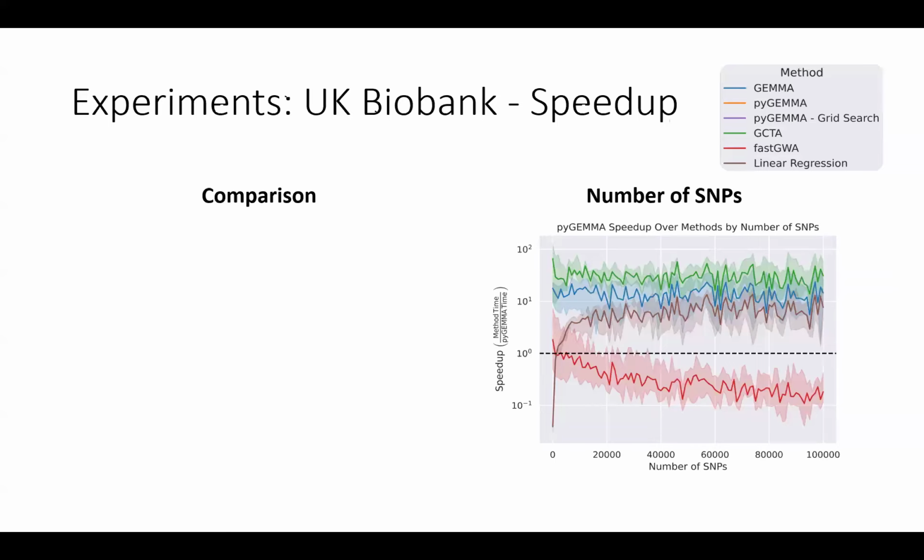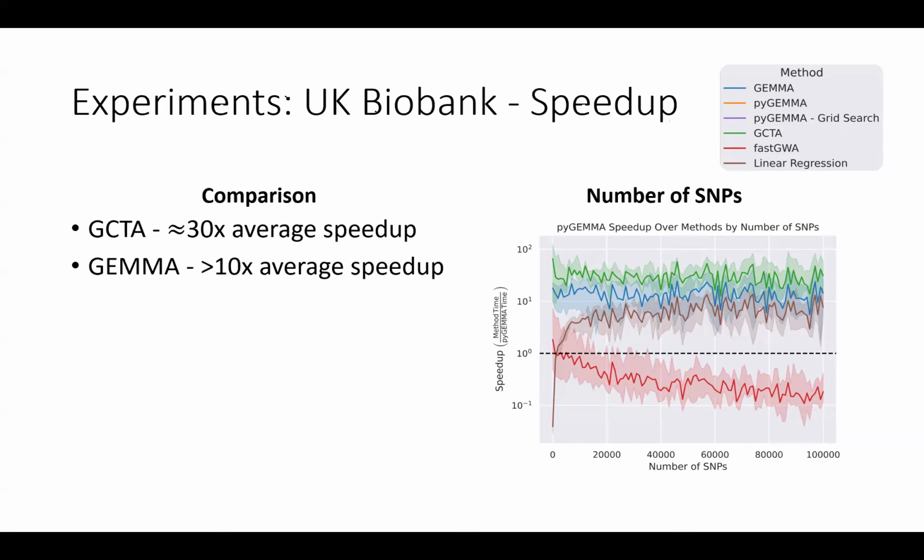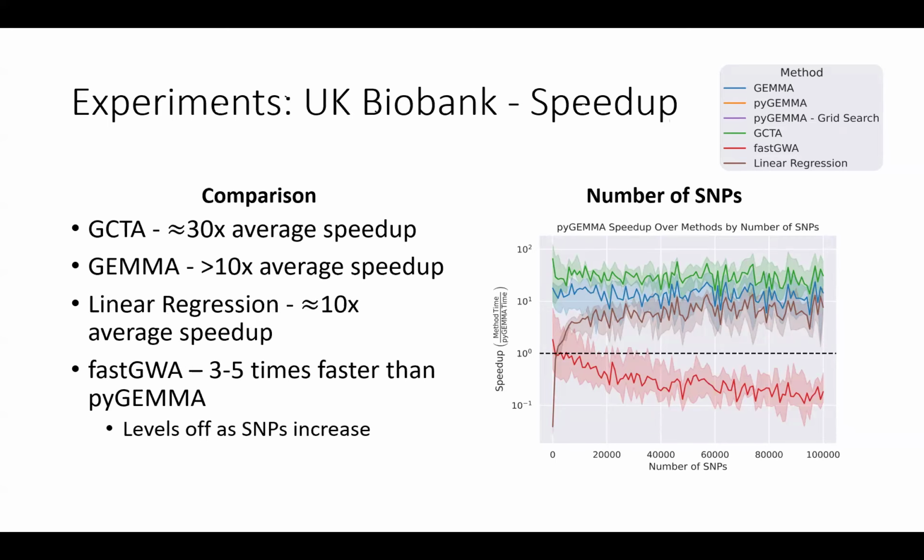Similarly, comparing as we scale the number of SNPs, about 30 times faster than GCTA on average, 10 times faster than GEMMA, about 10 times faster than linear regression. And fast GWA is 3 to 5 times faster, and that levels off as SNPs increase. But again, we're competitive given how short of a time frame we're looking at.